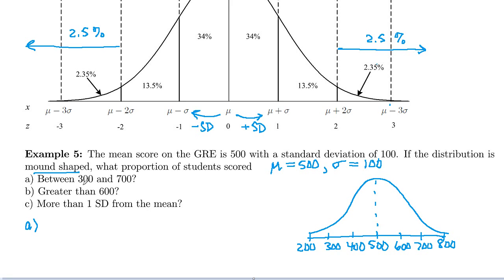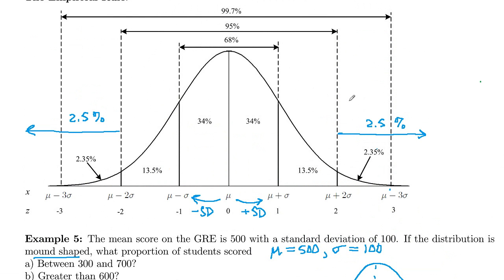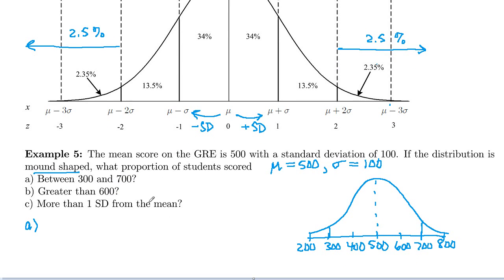So first they ask us between 300 and 700. So that's between here and here. So that's 2 standard deviations below to 2 above. And if we scroll up here, that is 95% of the data. So A is 95%. And they are asking us, what proportion? So 95%. Greater than 600, part B.